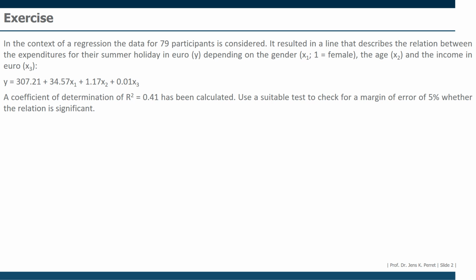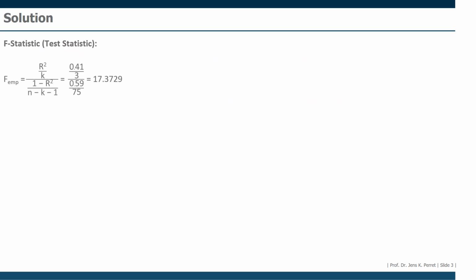Then a coefficient of determination of R squared equal to 0.41 has been calculated. Our task: use a suitable test to check, for a margin of error of 5%, whether the relation is significant. So what we have to do here is simply conduct a normal F-test. For the F-test, we have the following formula.